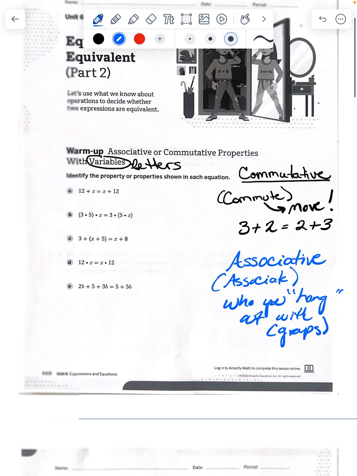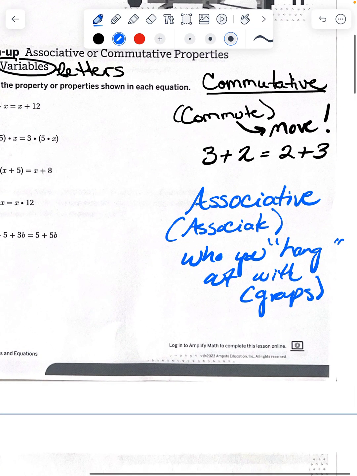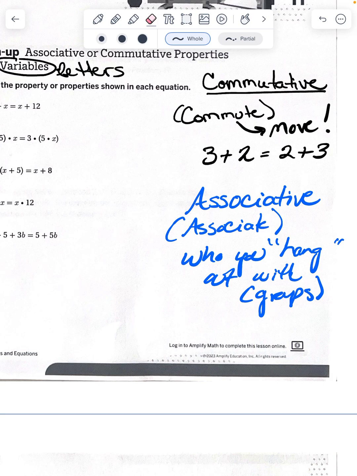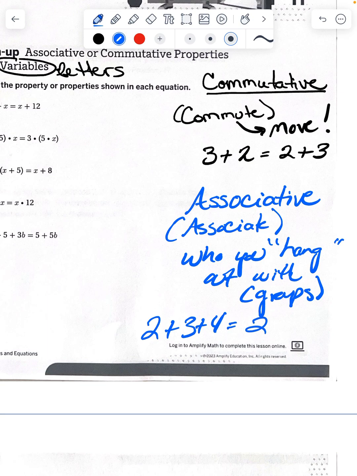Okay, so for example, if I'm doing something with the associative property, let me erase that parentheses real quick. If I have 2 plus 3 plus 4 is the same as 2 plus 3 plus 4. Okay, so the associative property normally has groupings or parentheses. So for example, if I put parentheses around 2 plus 3 on the left side of the equation, to make this the associative property, I may have the groupings around 3 plus 4 on the right side.